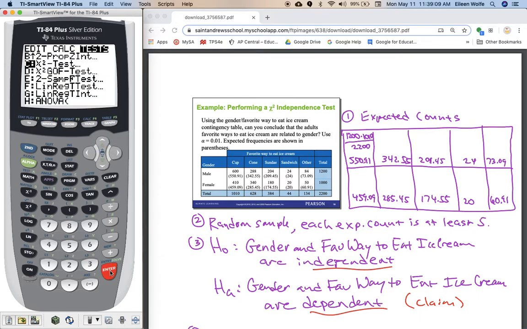You do nothing on the following screen. The observed are in A. You did not have to type the expecteds in B. The calculator is actually going to make that for us. And then you calculate.